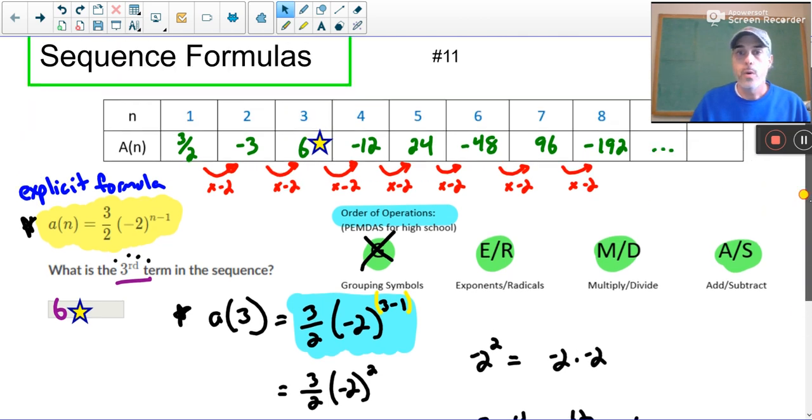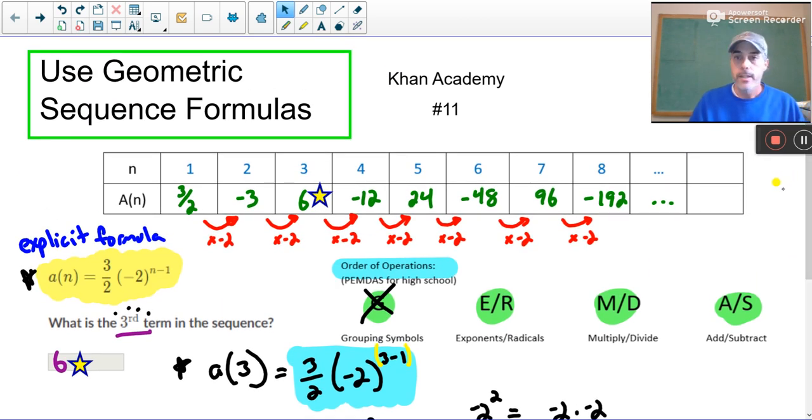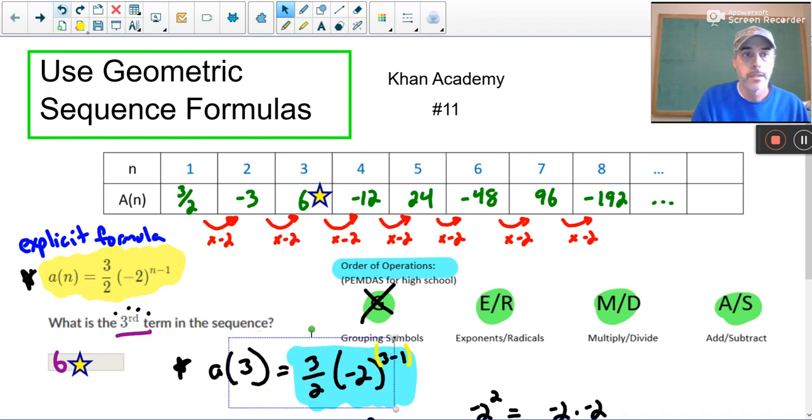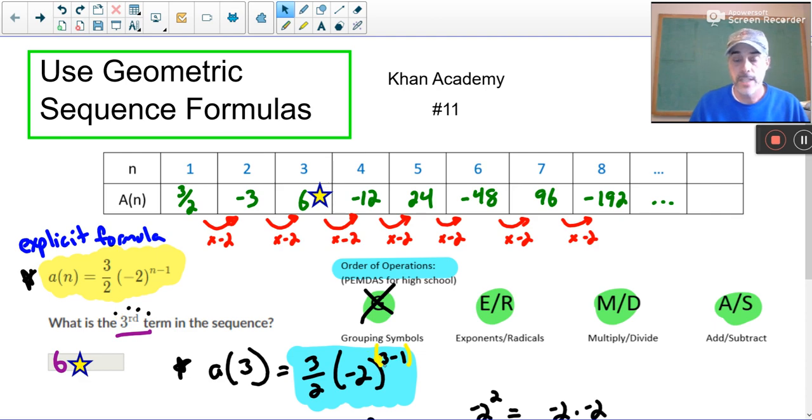Okay, so what were the basic skills we needed? We needed to be able to read this information. We needed to be able to write the basic geometric sequence with the third term in the correct spot. And then we had to do order of operations.